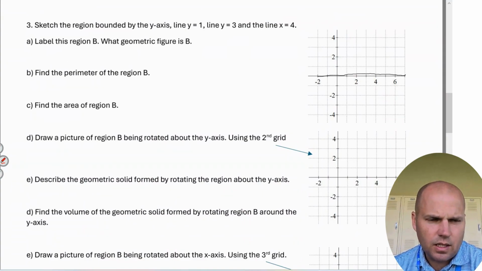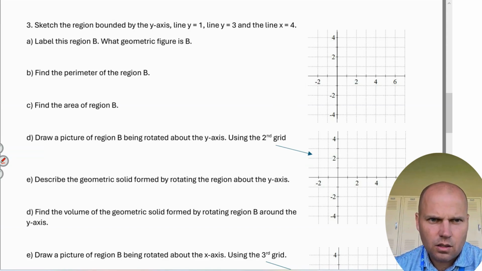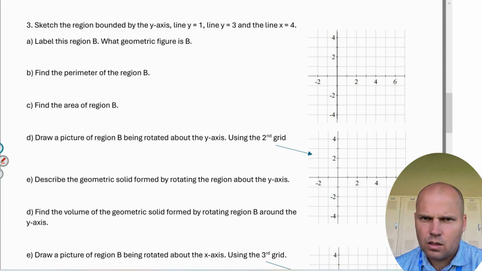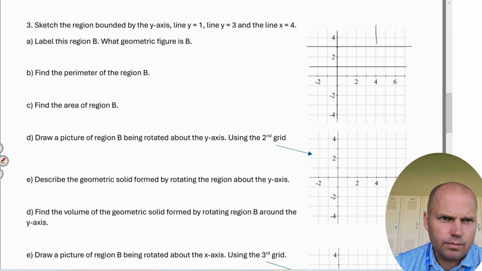Y-axis. That's the x-axis. Y-axis. Y equals 1. Y equals 3. X equals 4.